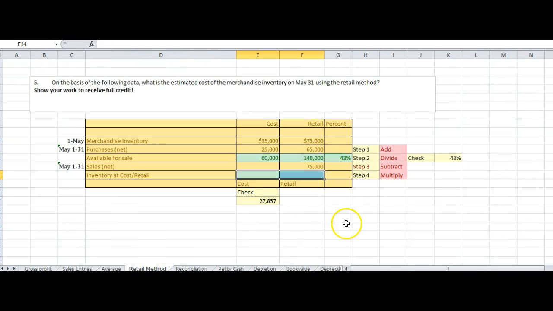Retail method. Okay, I think this is the biggie. You add these two and these, and you come up with 60,000 and 140,000. You want to know what percent the cost is of the retail. So you divide 60,000 by 140 and come up with 43%. Now you have a net sales of 75,000, so this has to be subtracted from the 140. Whatever that comes up to is then multiplied by 43%, and that becomes your inventory at cost.